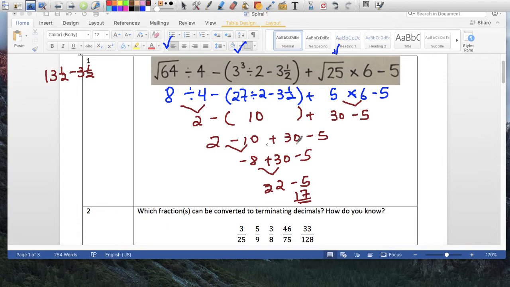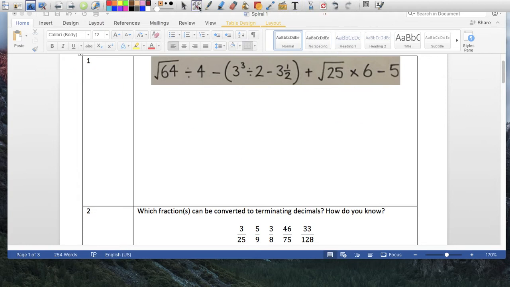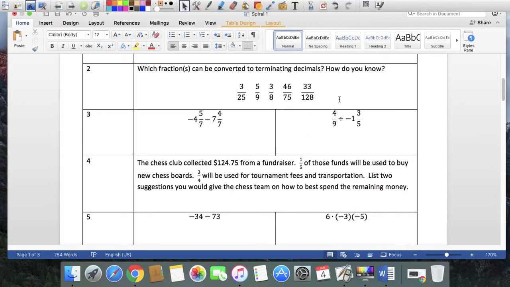So you got to remember some of these, the order here. You've been doing order of operations since what, 4th grade? So this is something that by now we should be very comfortable with.